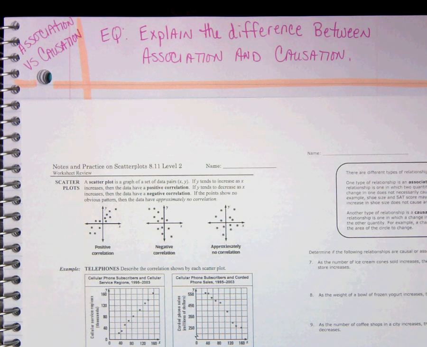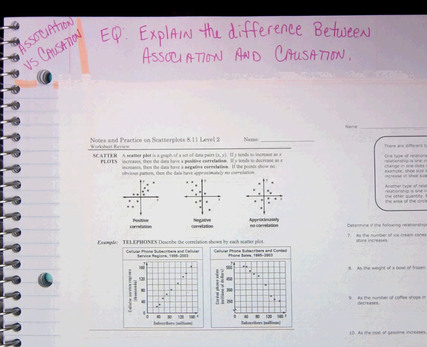Okay, in this lesson, we're going to look at association versus causation. We're also going to talk about some scatter plots and elaborate a little bit more on line of best fits. So if you would make sure that your notebook is set up with the correct essential question, and then restart it when you're ready to look at the notes.